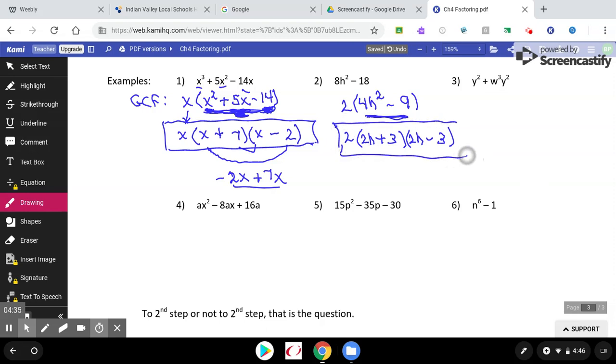Okay, number 3. No numbers. That doesn't mean you can't do a GCF. What's common to all of them? They both have a y squared.